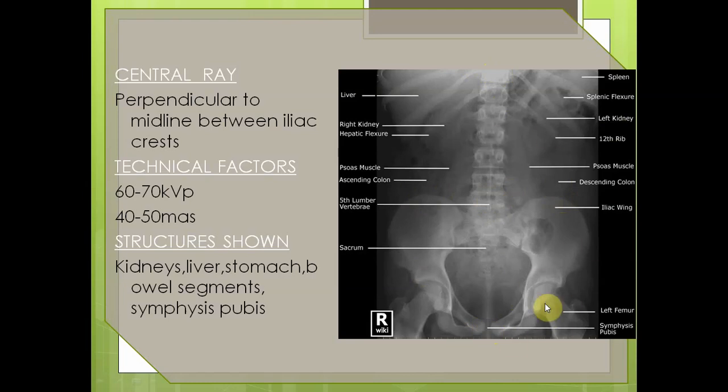So what KVP do you give? 60 to 70 KVP for an adult patient of medium size. 40 to 50 mAs you will give. So what instruction do you give? You will ask the patient to take a deep breath and hold. Always when you take an abdomen radiography, you should have the practice to ask the patient to take a deep breath in and hold. Then you will expose.